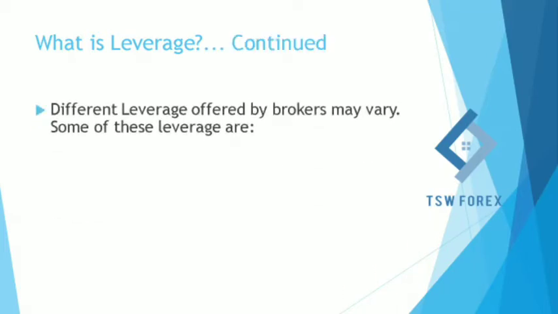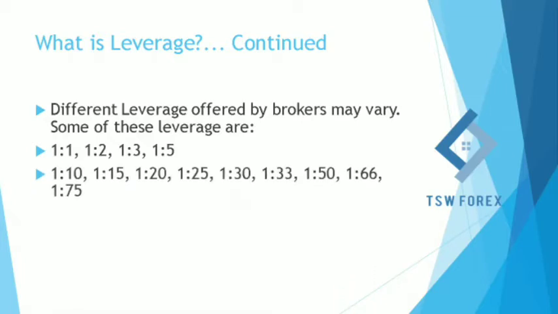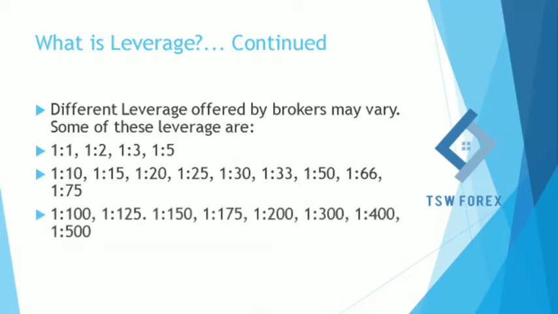Different leverage offered by brokers may vary. Some of these leverages are 1 to 1, 1 to 2, 1 to 3, 1 to 5. Then double digits, we have 1 to 10, 1 to 15, 1 to 20, etc. Triple digits, we have 1 to 100, and go all the way up to 1 to 500. But some brokers go all the way up to 1 to 1000.